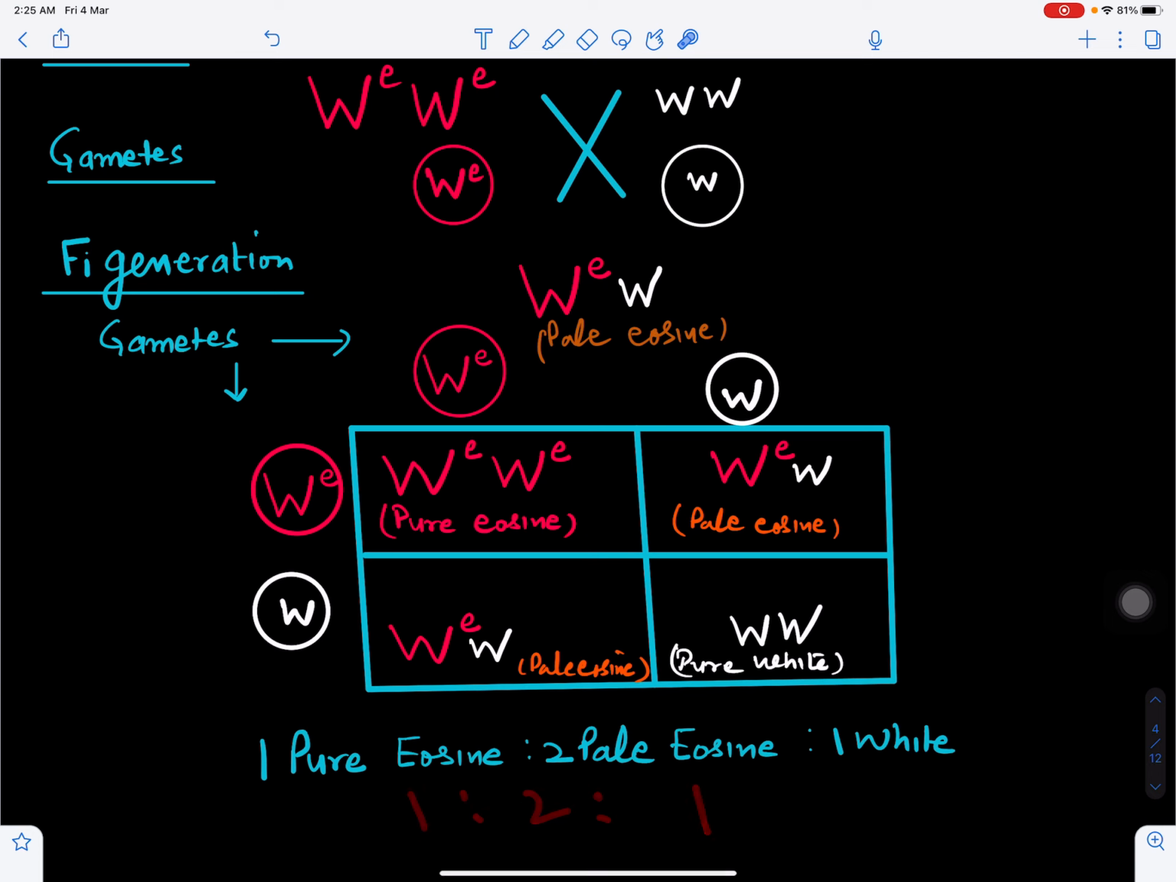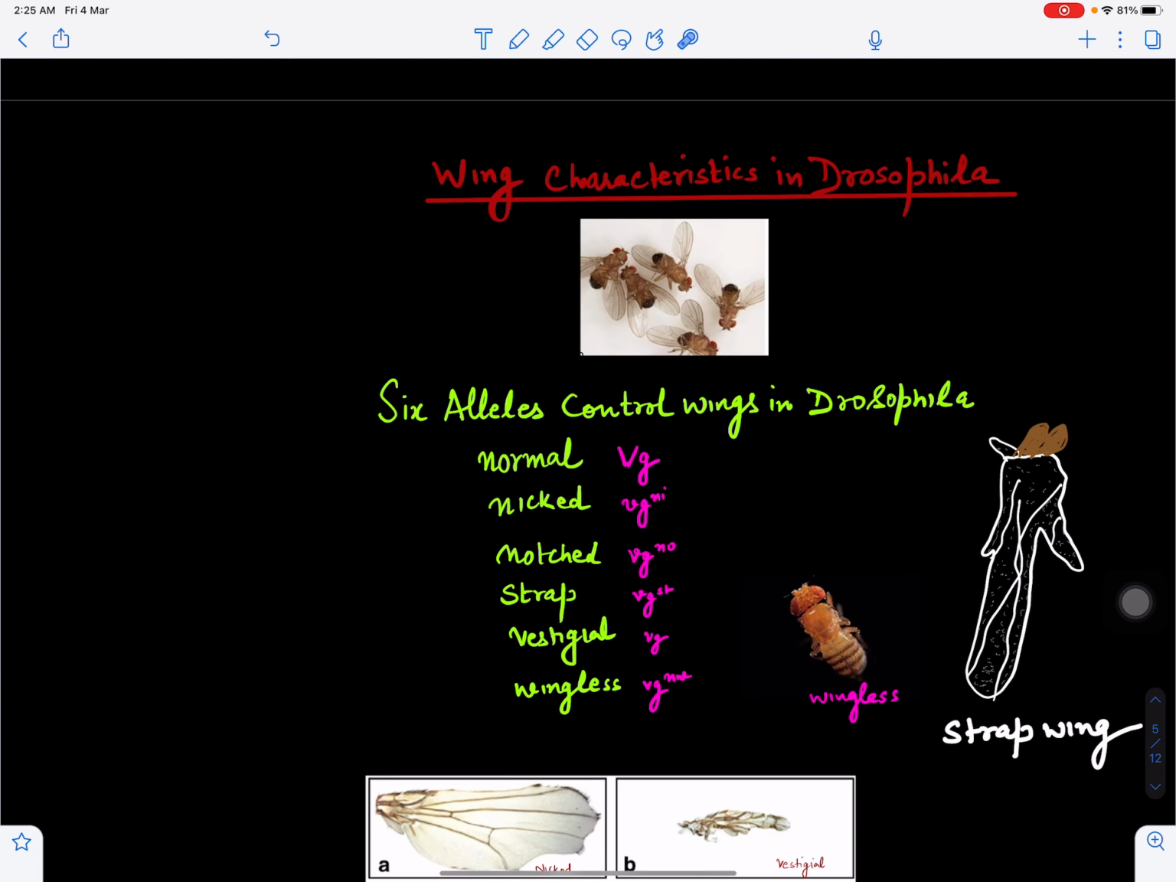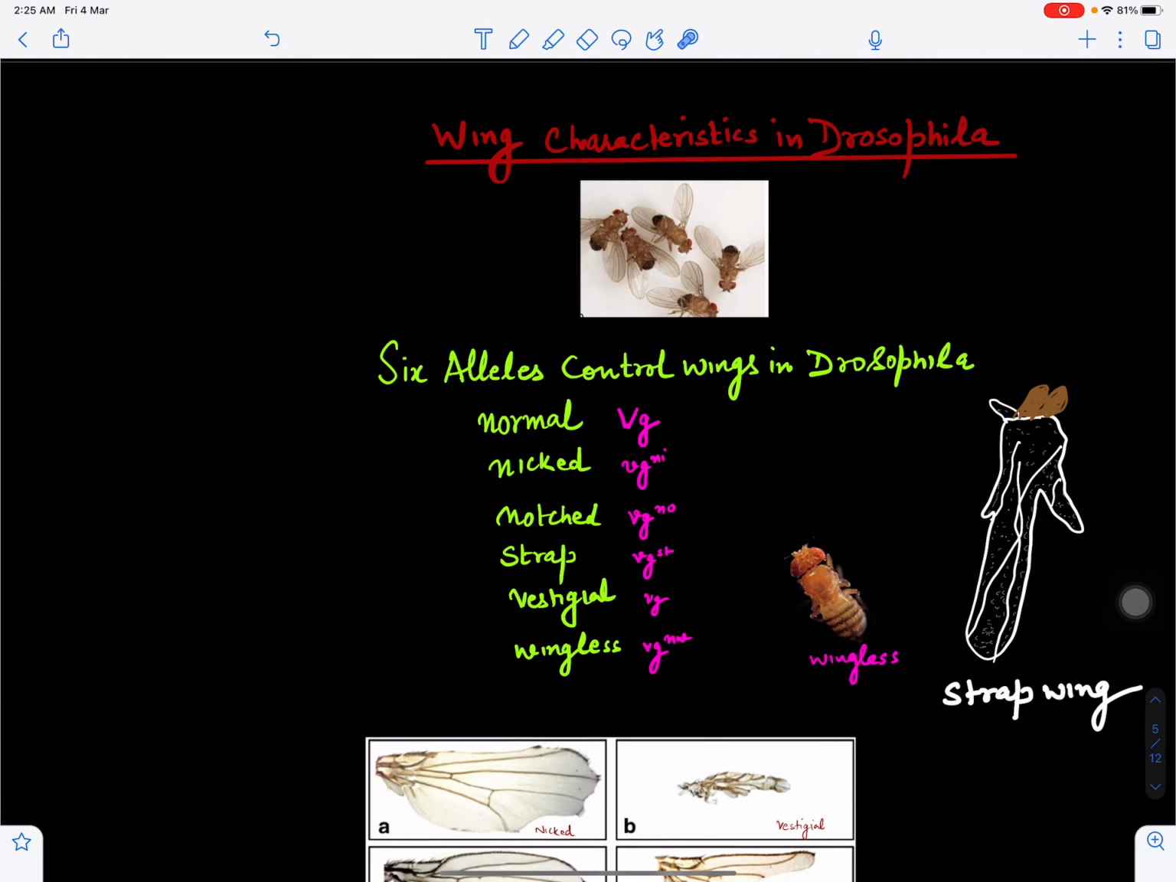So this is different eye colors in Drosophila, an example of multiple alleles. Second example we'll take, Drosophila, is actually fruit fly. A lot of work has been done on Drosophila. Now these are wing characteristics in Drosophila.